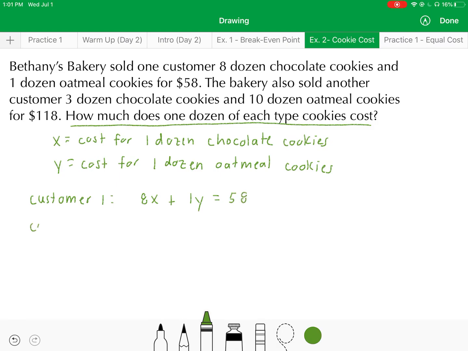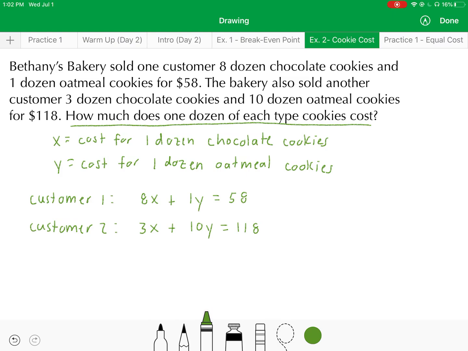And then I'll do something very similar for customer 2. Customer 2 is buying 3 dozen chocolate cookies, so 3x, and they're buying 10 dozen oatmeal cookies, which is 10y equals 118. So notice in the end, both of these equations are just representing the amount of money that's being spent by each customer. Okay. All right, now we'll solve this system algebraically.